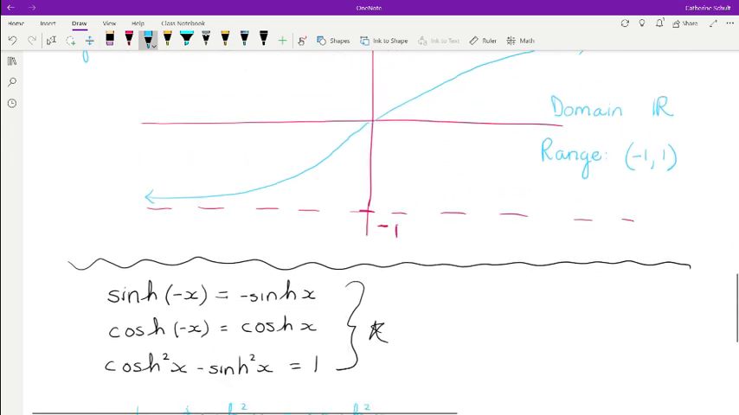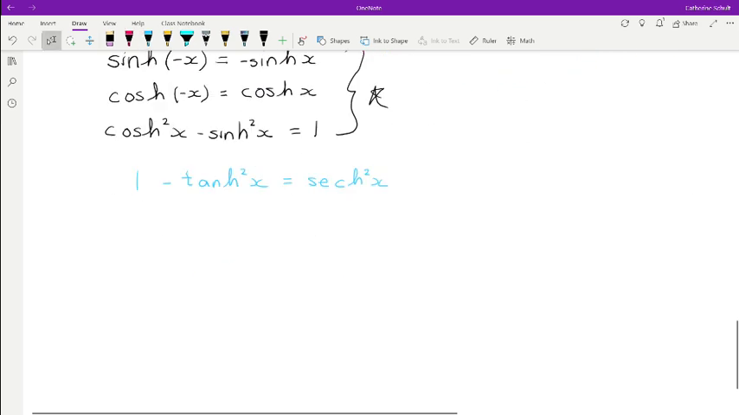Actually, let me check on that one. And then same thing if we came in and divided everything by, right here, the hyperbolic sine. We would get this one.